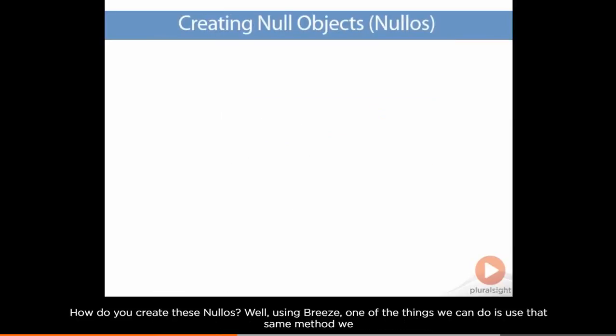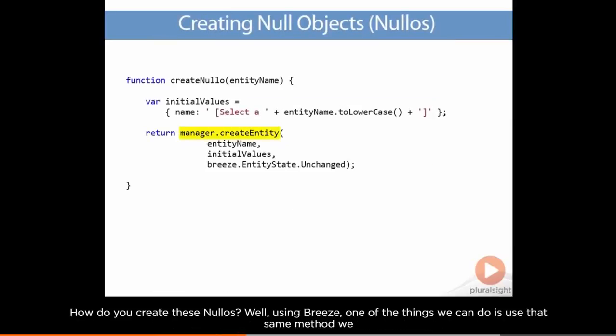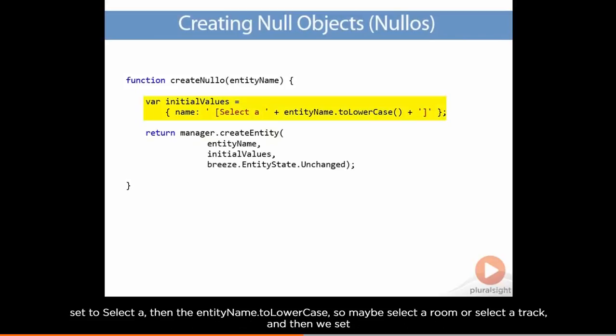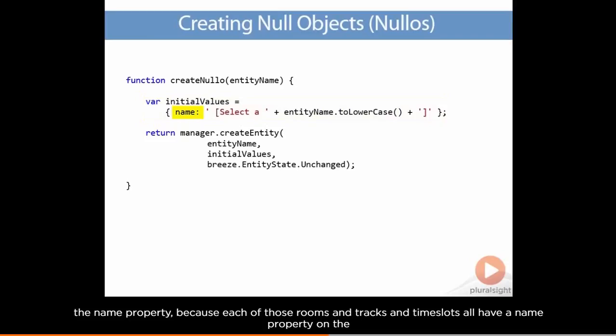So how do you create these nullos? Well, using Breeze, one of the things we can do is use that same method we used before for manager create entity. So I've put together a create nullo function that shows us first how we can set some initial values. We'll create a property for these objects where the name is going to be set to select a, and then the entity name to lowercase. So maybe select a room or select a track. And then we set the name property because each of those rooms and tracks and time slots all have a name property on the object already.